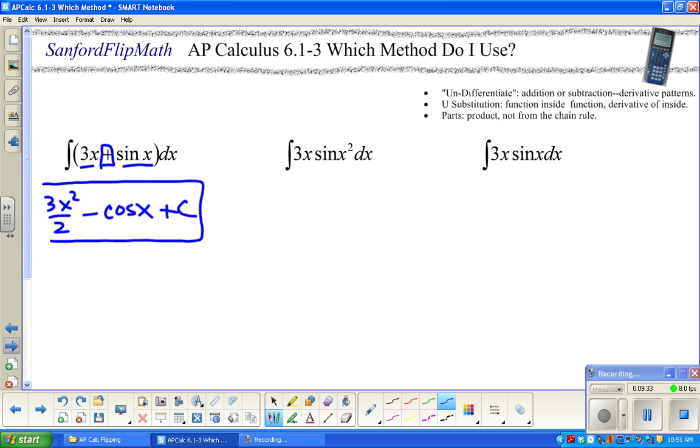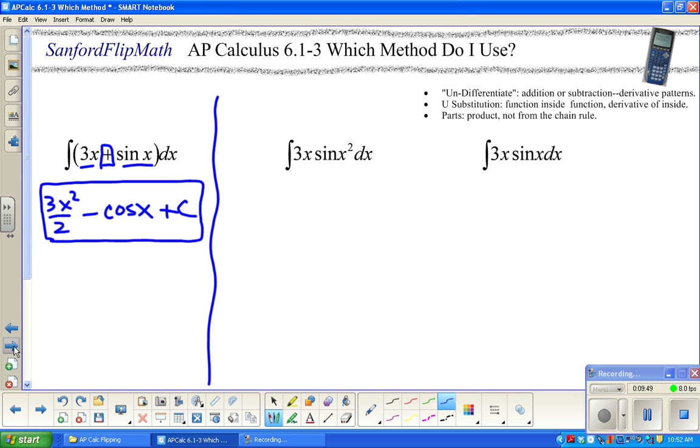And I believe that minus is correct. Remember that when you take the derivative of cosine, it's negative sine, so the negative of the negative, the opposite of the opposite. All right, so that's it for that one. Love it. Okay, next up.